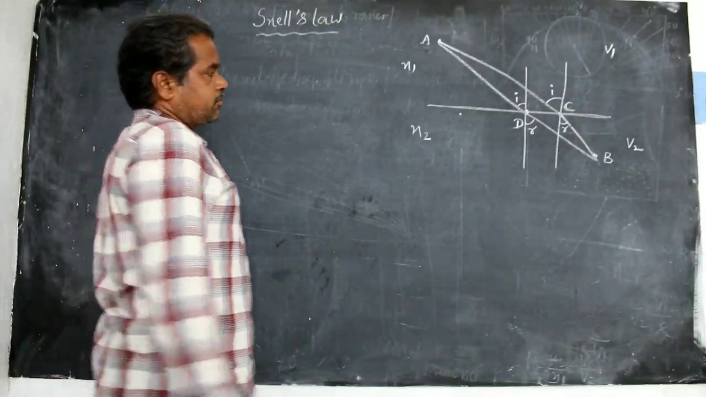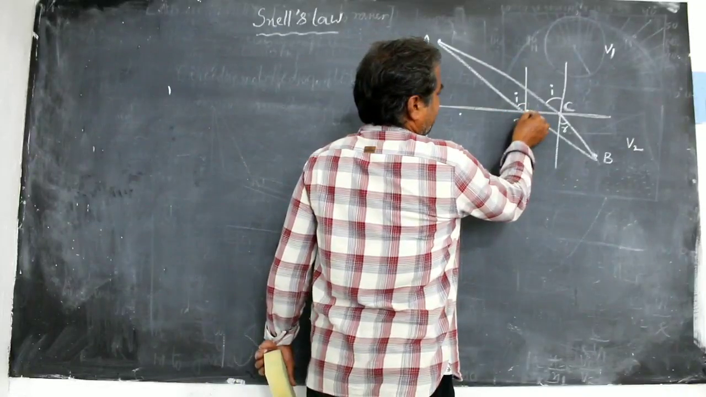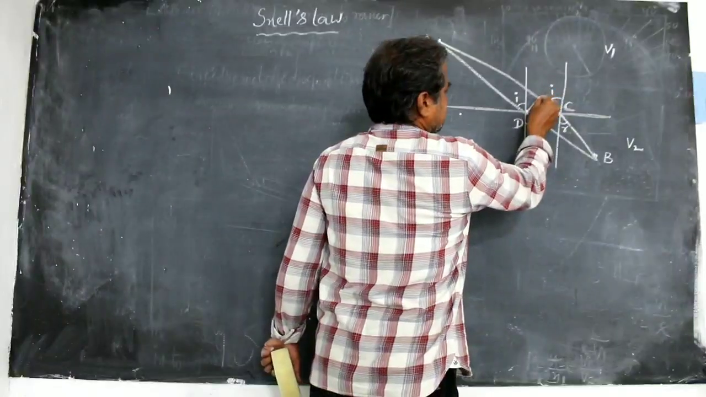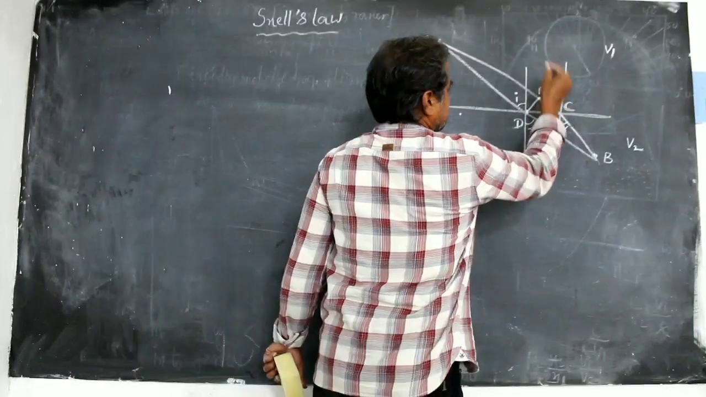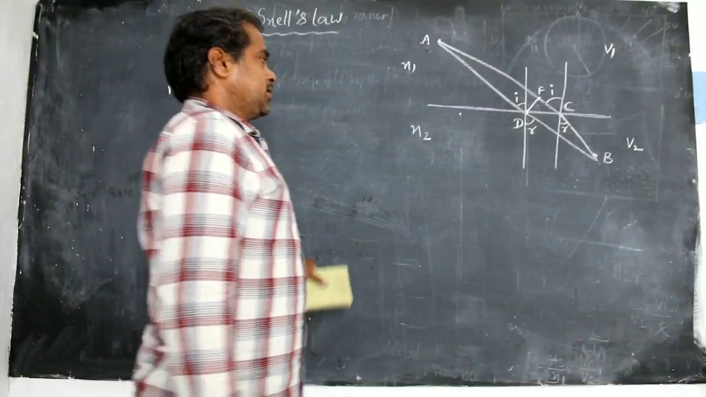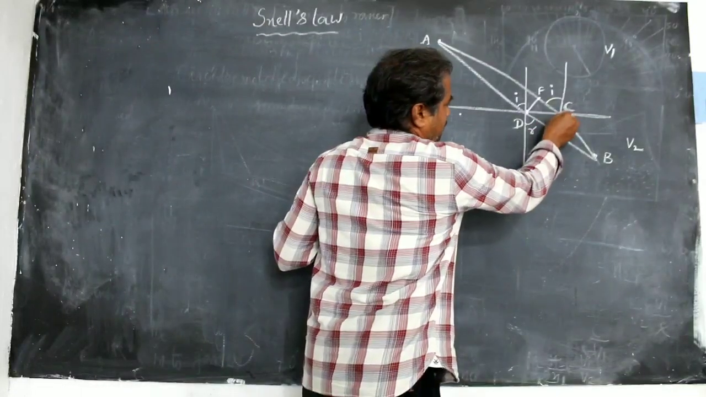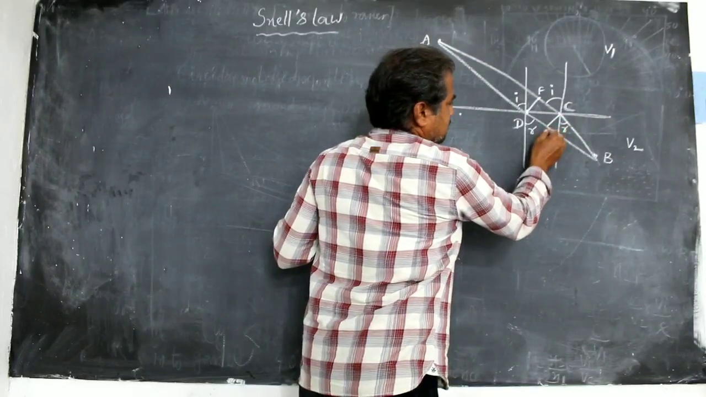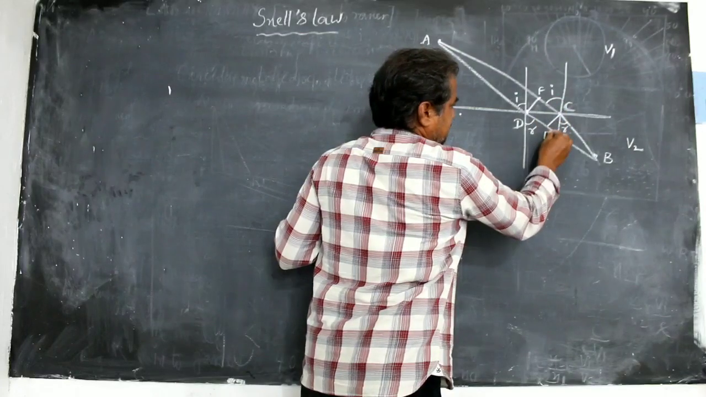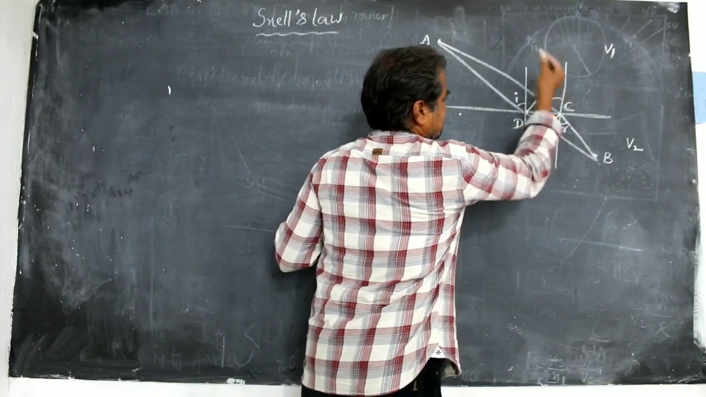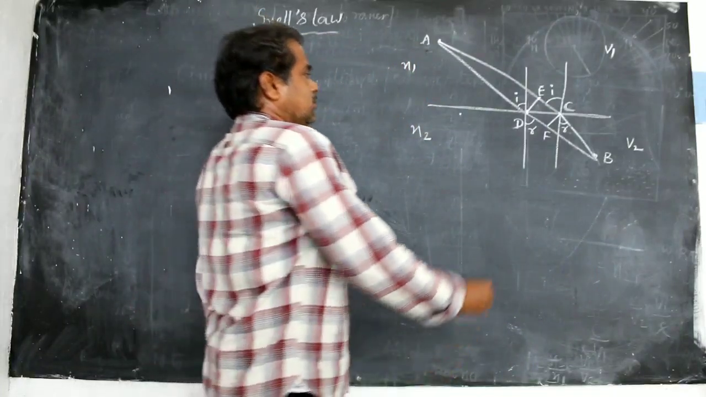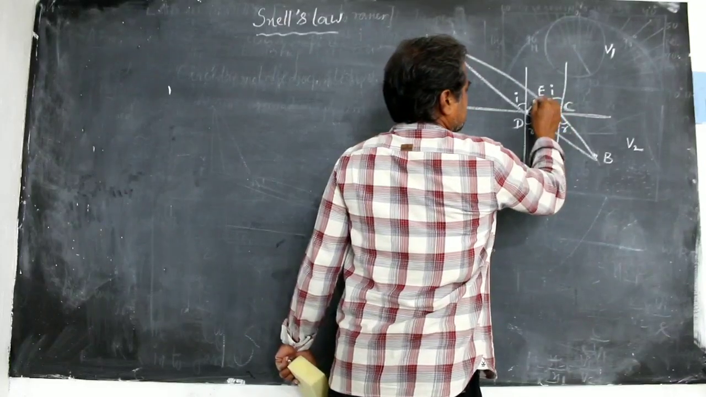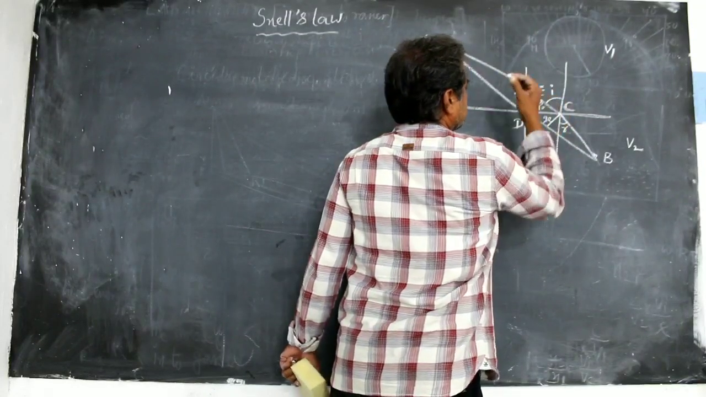Okay. Now we draw one perpendicular from point D to the first incident ray. This point is treated as F. Again, we draw one perpendicular from point C to the second path, and this is treated as E. Since these are perpendiculars, both angles are 90 degrees.